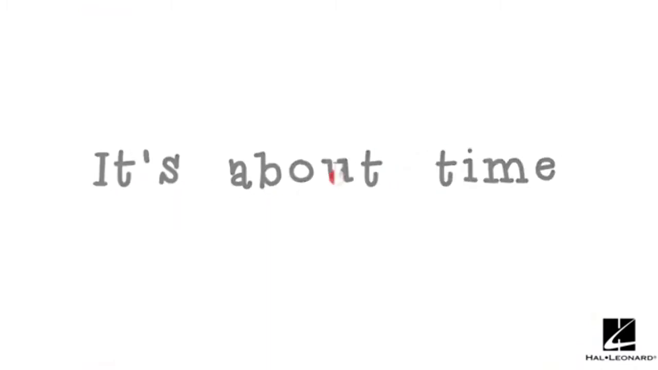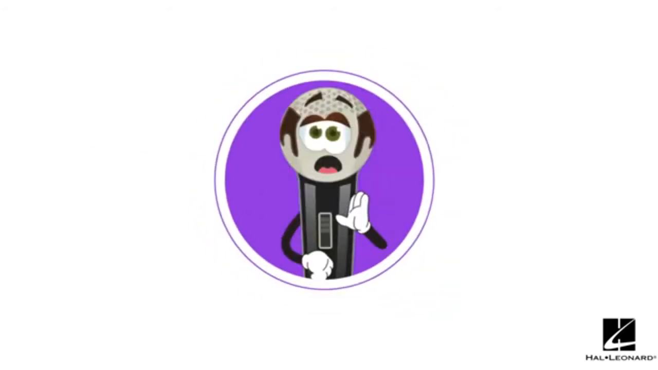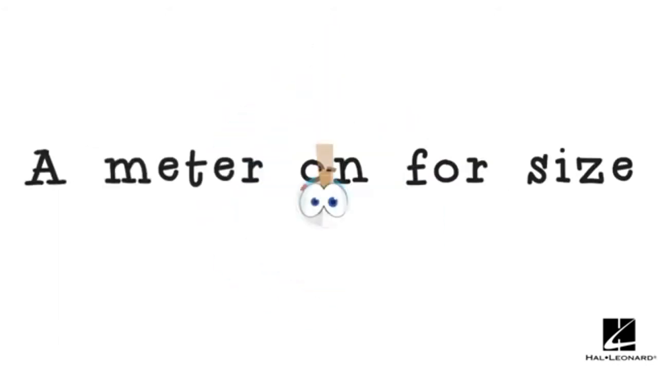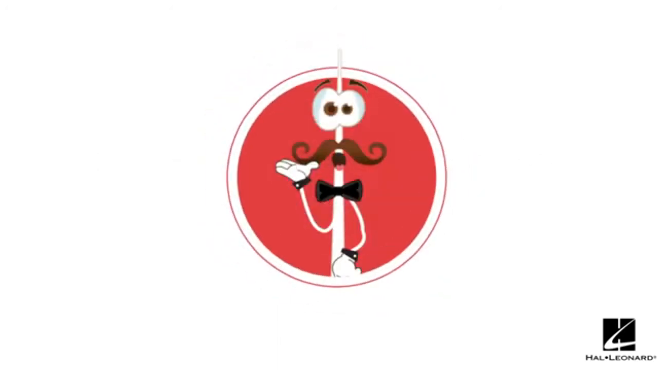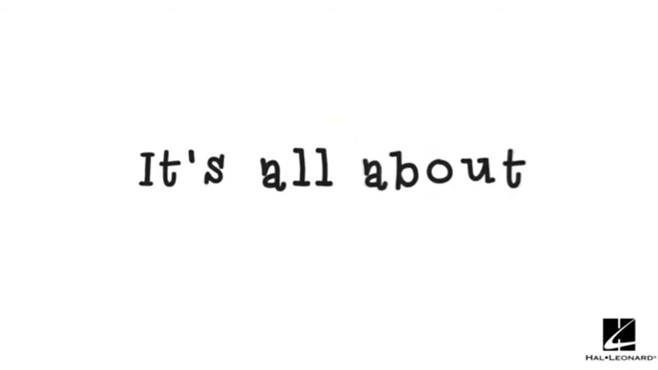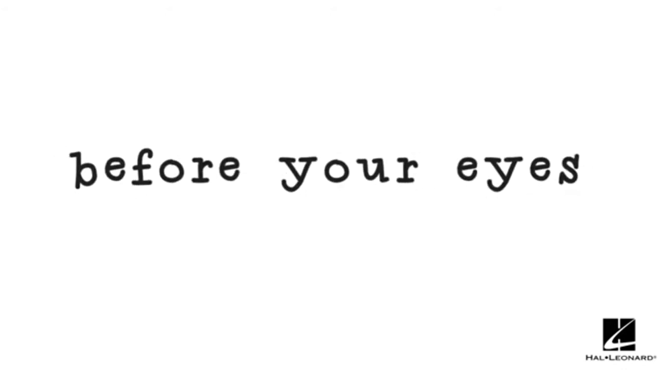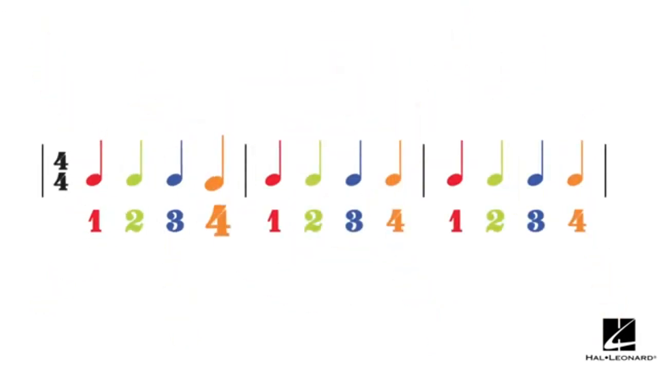It's about time. It's about time. It's about meter. It's about the meter. You ought to try a meter on for size. That's just my size. 4/4. That's 4/4. Strong on 1 and add 3 more. It's all about organizing beats before your eyes. Count. 1, 2, 3, 4. 1, 2, 3, 4.